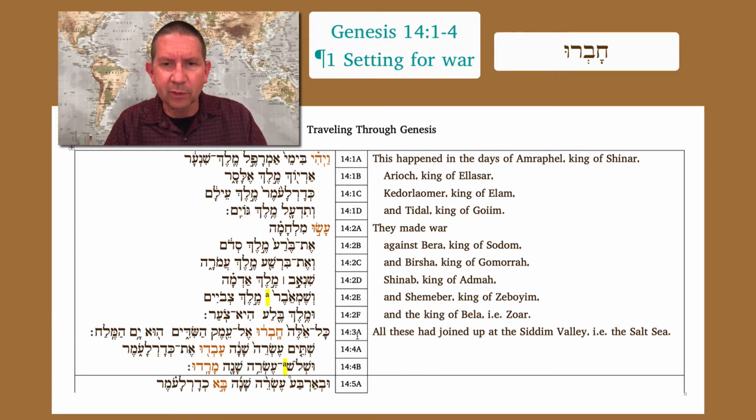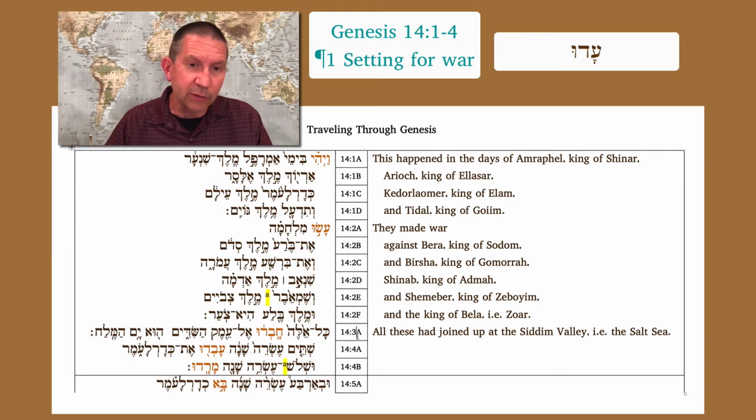With translation up there. All these had joined up at the Siddim Valley. Shtem esrei shana avadu et Kedor Omer. So shtem 2, esrei 10, 12 years. And whenever we have numbers that are bigger than 10, then the noun that goes with them stays in the singular form. So 12 years, and we'll supply for 12 years. Avadu, again, we've got a background clause, and it's a perfect fientive. So they had served Kedor Omer for 12 years.